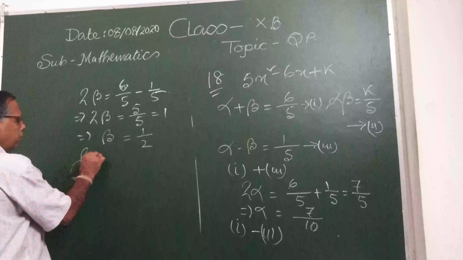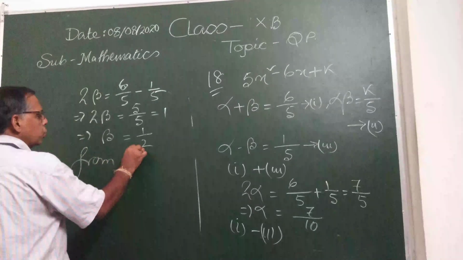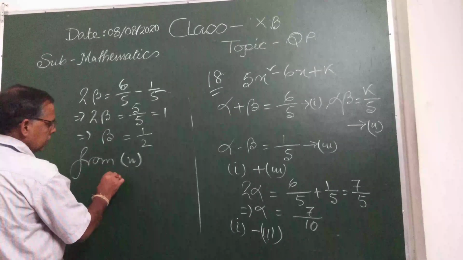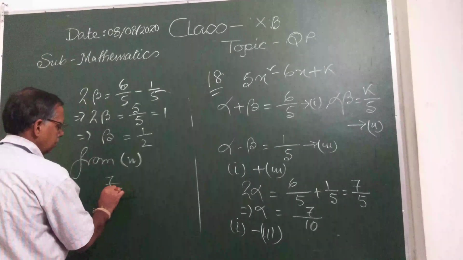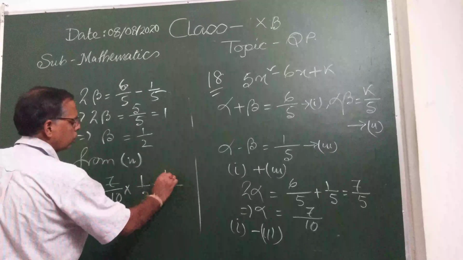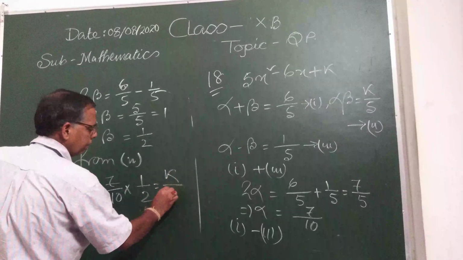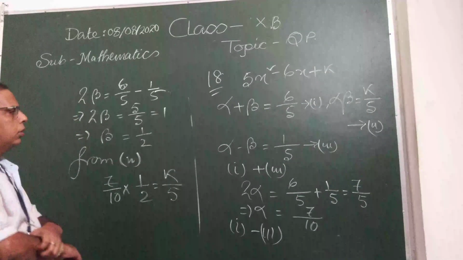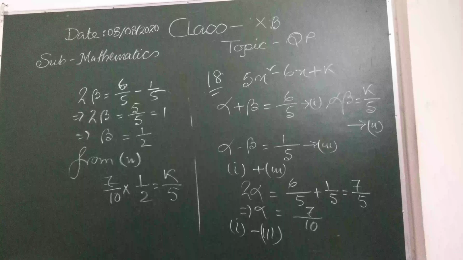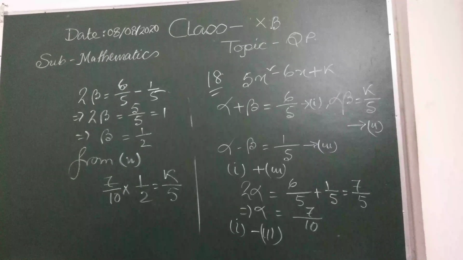Now from 2. So from 2 is what? See, 7 by 10 into 1 by 2 equal to k by 5. Then the remaining calculation you do by yourself. You try to take out the value of k.